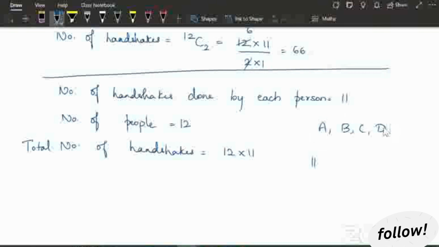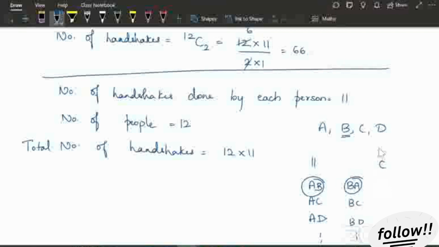He has done a handshake with D also. So AB is one handshake, AC is one handshake, AD is one handshake. Now, if you ask B, B also says that he had 11 handshakes, right? In which it includes BA, BC, BD, and goes on. Now, this one I have counted twice, right?